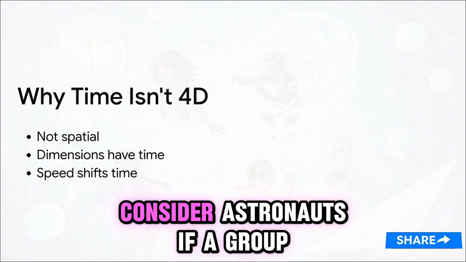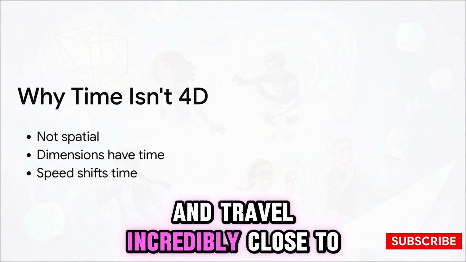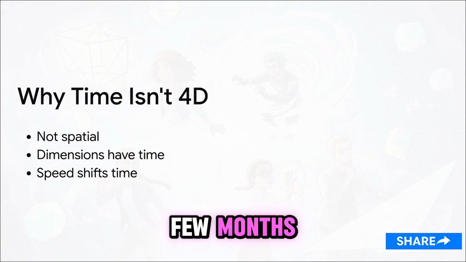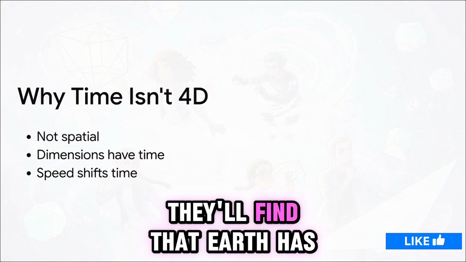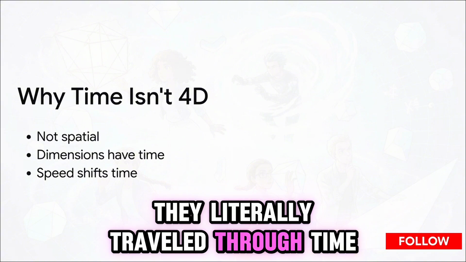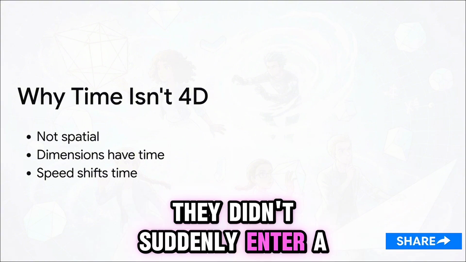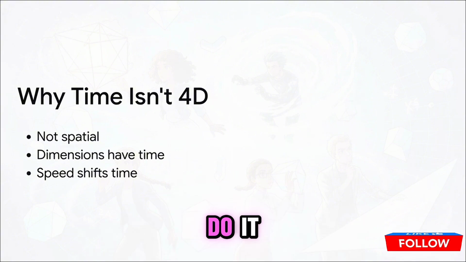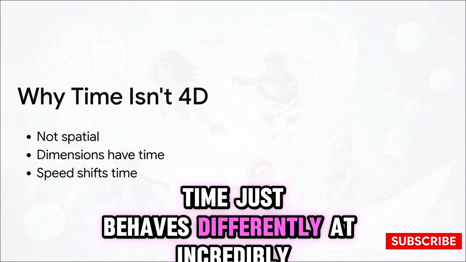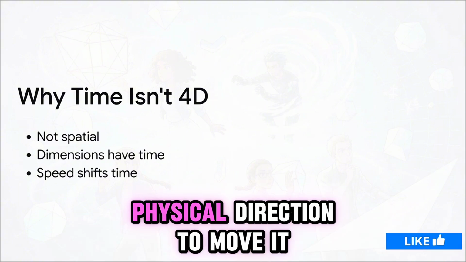And finally, consider astronauts. If a group of astronauts get into a spaceship and travel incredibly close to the speed of light for a few months, when they get back to Earth, they'll find that Earth has actually progressed a few years. They literally traveled through time. But, and here is the kicker, they didn't suddenly enter a brand new spatial dimension to do it. Time just behaves differently at incredibly high speeds, but it definitely doesn't give them a new physical direction to move it.